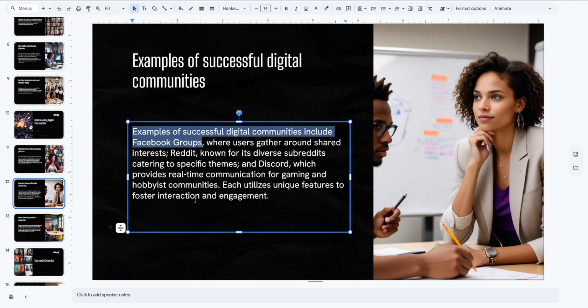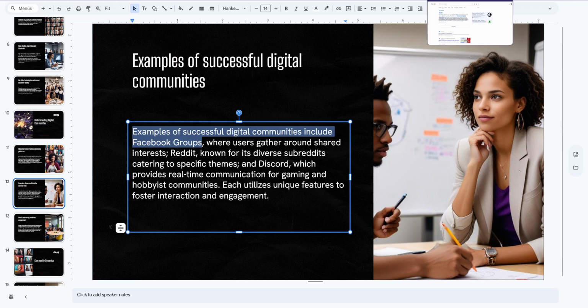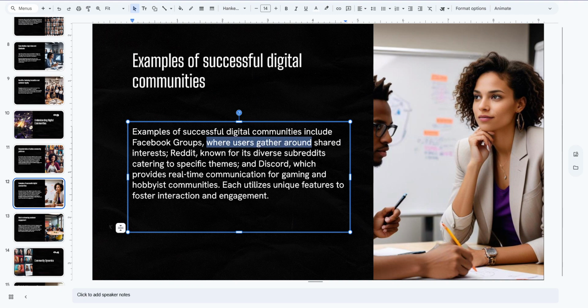So examples of successful digital communities include Facebook groups. There are several Facebook groups. There will be others as well. So these are sort of a little technical. There also will be Facebook groups for garments, for products, for different services where users gather around shared interests. There is also the social media called Reddit. Reddit is another social media where people go and they ask for answers. There's Quora.